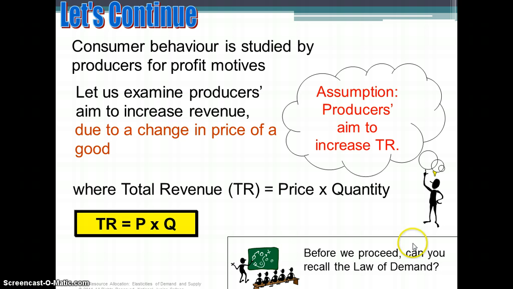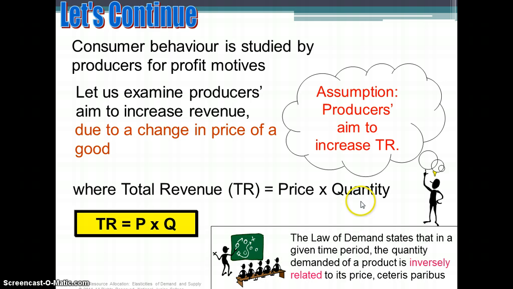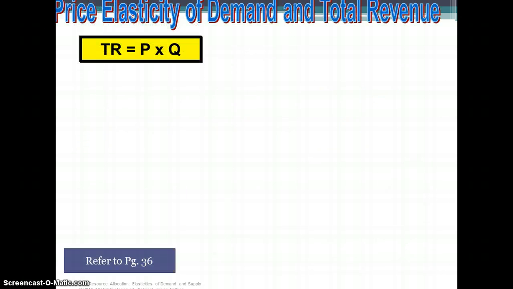So before we proceed on, can you recall the law of demand? The law of demand states that in a given period of time, the quantity demanded of a product is inversely related to its price, ceteris paribus, which means that when there is a decrease in the price, the quantity demanded will increase. So how does it change the total revenue? Will it increase, decrease, or remain the same? In this video, we will be exploring this part.